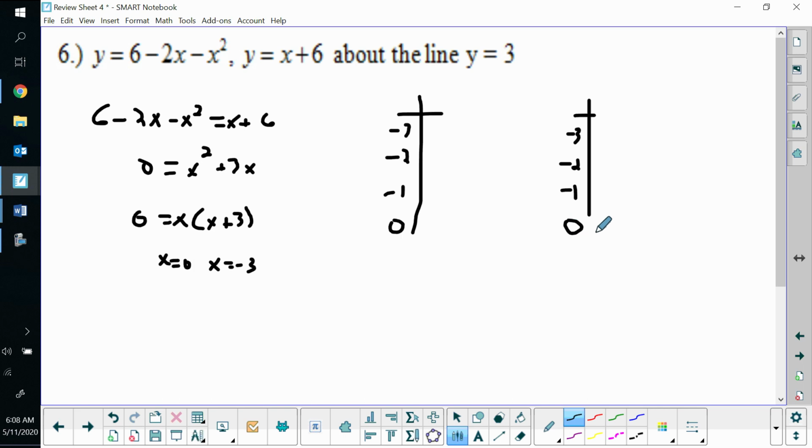So again, the line is the easier one. So at 0, we're at 6. When you put in -1, we get 3. Then we've got 0 and then -3. When you put in -3 here, we'll have 6 plus 6 minus 9. So we get 3.